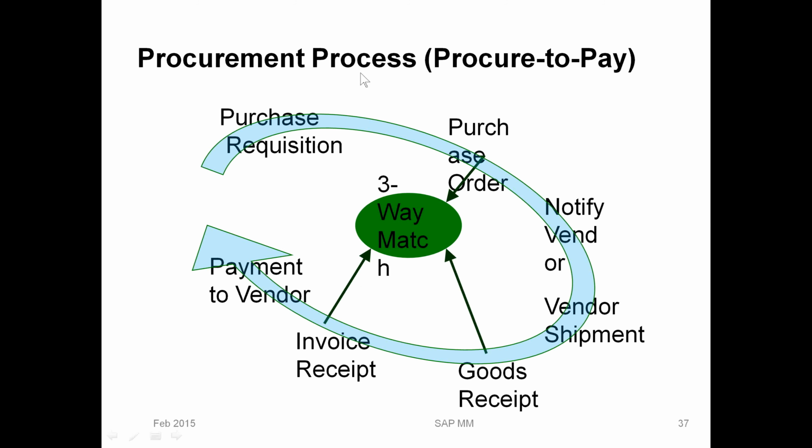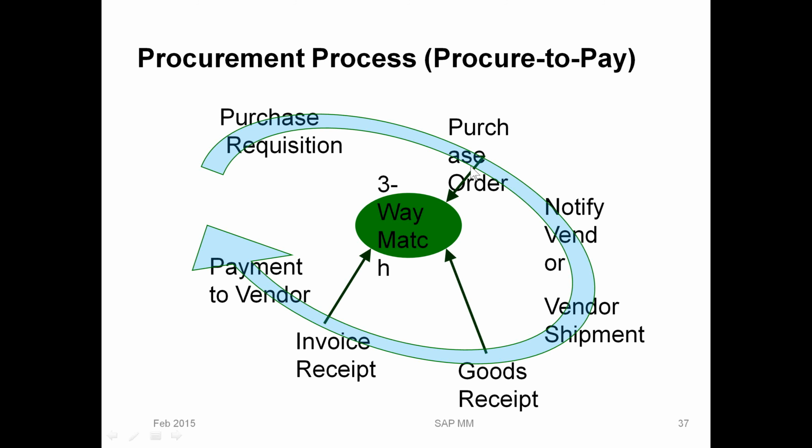This is what PTP is, Procure-to-Pay. The process starts with the creation of a purchase requisition, and then the purchase order is created with reference to the purchase requisition. We notify the vendor. The vendor ships the material. You do the goods receipt. The vendor sends you the invoice. You receive the invoice, you verify the invoice, and then you pay the vendor.